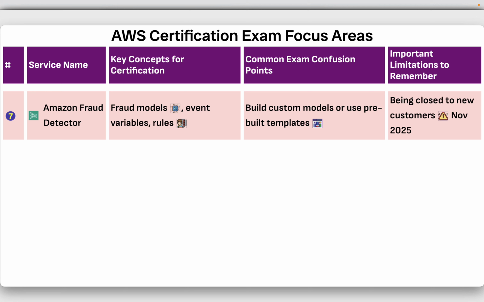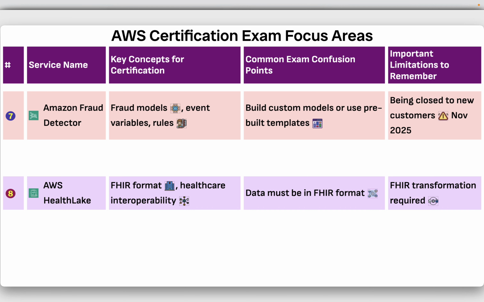Next service is Amazon Fraud Detector. Key concepts for certification are fraud models, event variables, and rules. Common exam confusion points are build custom models or use pre-built templates. An important limitation to remember is that this is now being closed to new customers as of November 2025.